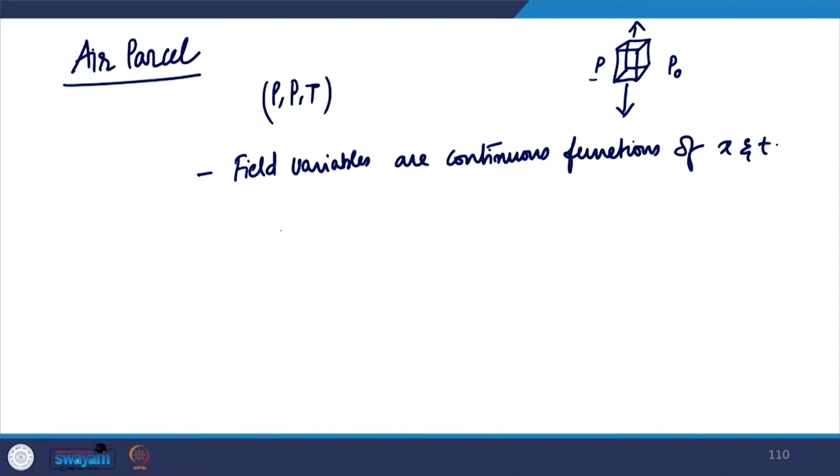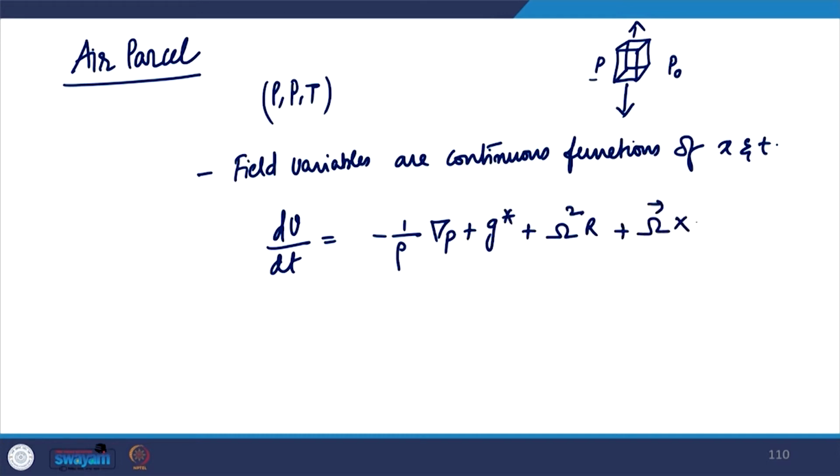So far, by understanding the various types of forces, we are able to write the rate of change of velocity per unit mass as 1 by rho del p plus g star plus omega square r plus omega cross v plus nu, right. This expression tells you the different forces that appear on the right hand side, and we have added all of them together to account for the rate of change of velocity per unit mass. This equation is called the momentum equation, right.